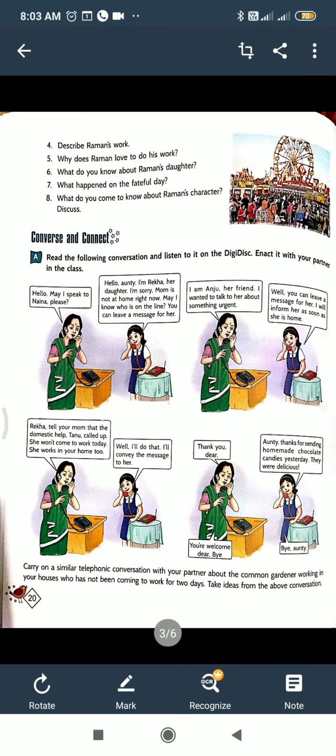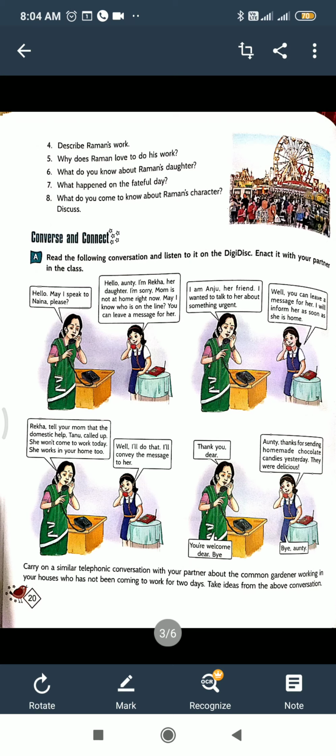And on this page also some questions are there, so you have to do them after reading it. Now, converse and connect. Converse and connect is actually an activity. Here first one: read the following conversation and listen to it on Digi Disc. Enact it with your partner in class.